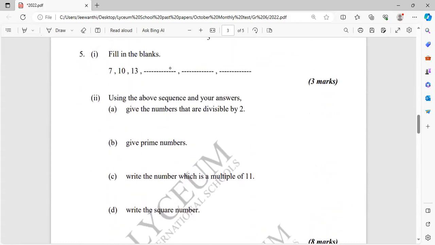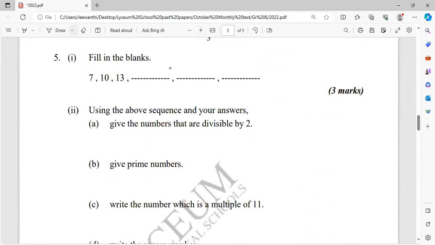So here you want to fill the blank. So this is a sequence. What you are going to do is identify what has happened. 7 become 10, plus 3.